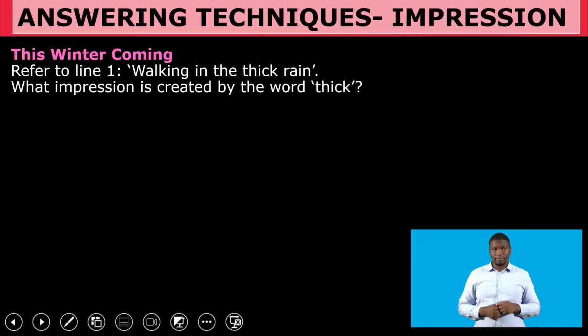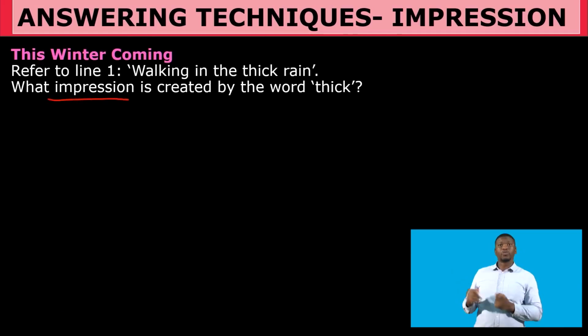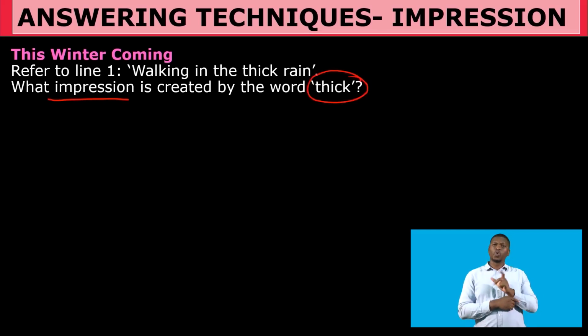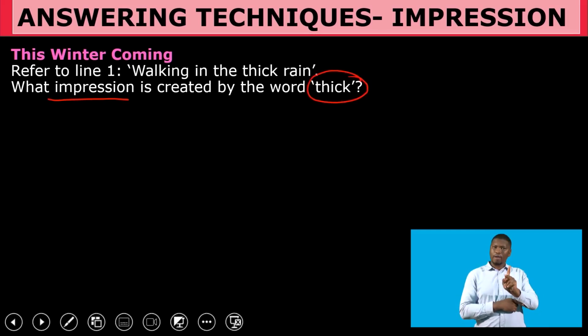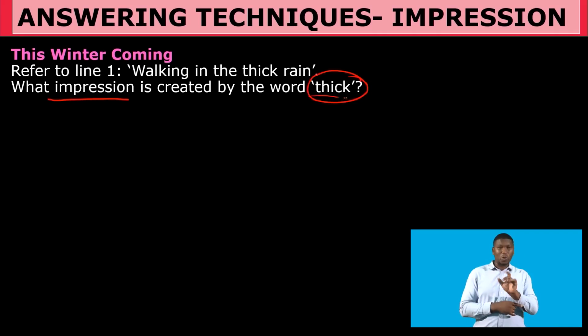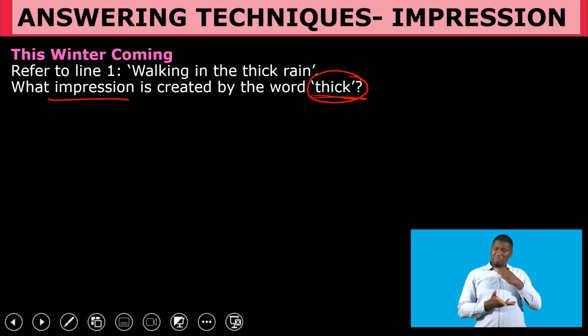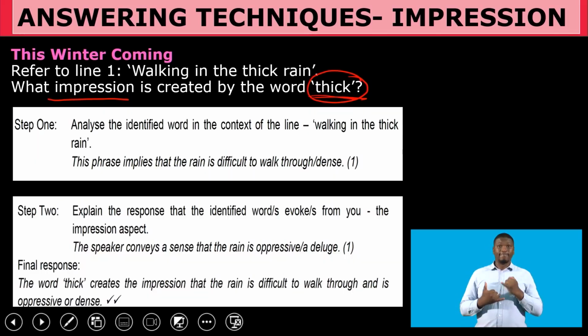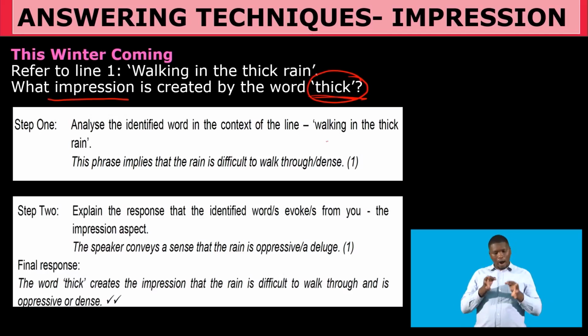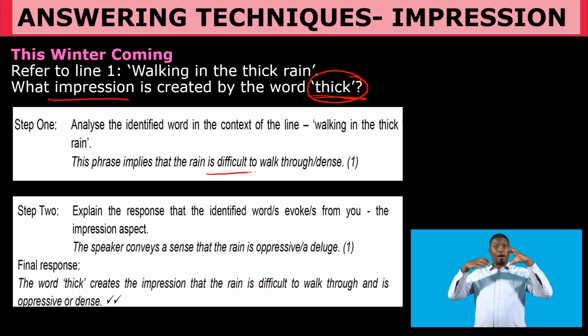Now, let's look at some answering techniques. When you are asked a question on impression, what impression is created by the word thick? So, when we look at the specific lines in This Winter Coming, what does the word thick, the diction thick, what impression do you gather from that? So, analyze the identified word of the line, walking in the thick rain. This phrase implies that the rain is difficult to walk through.